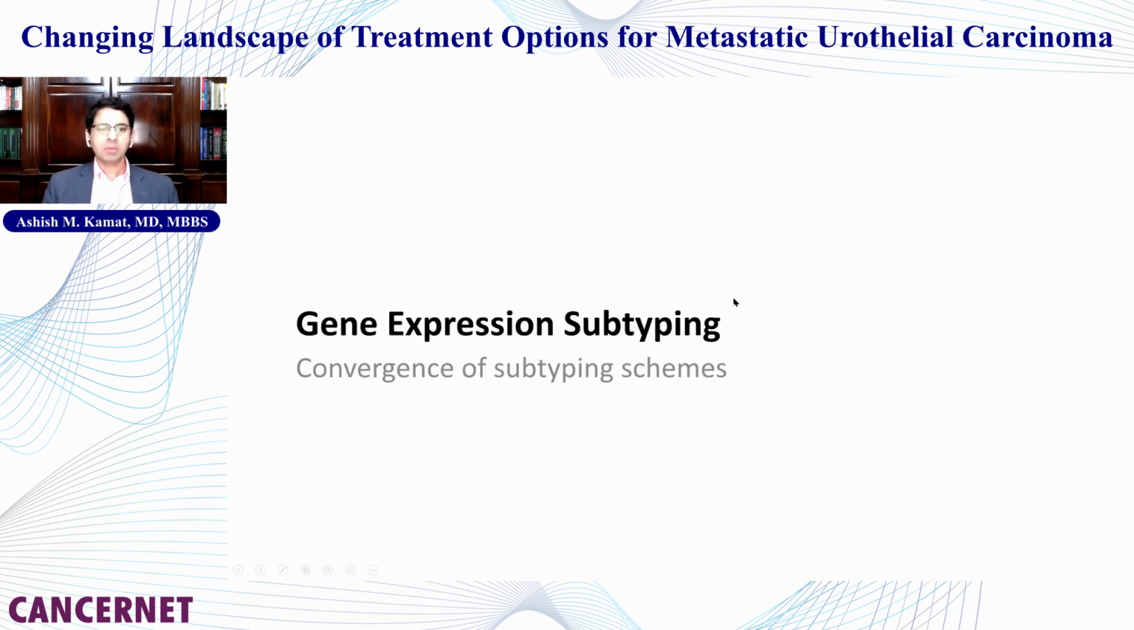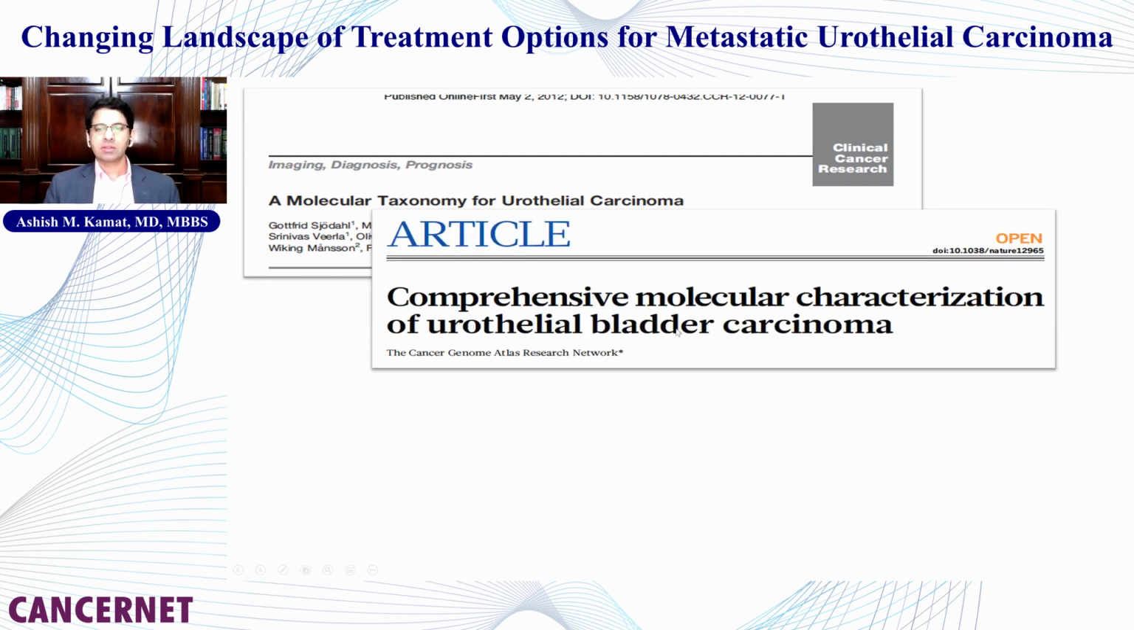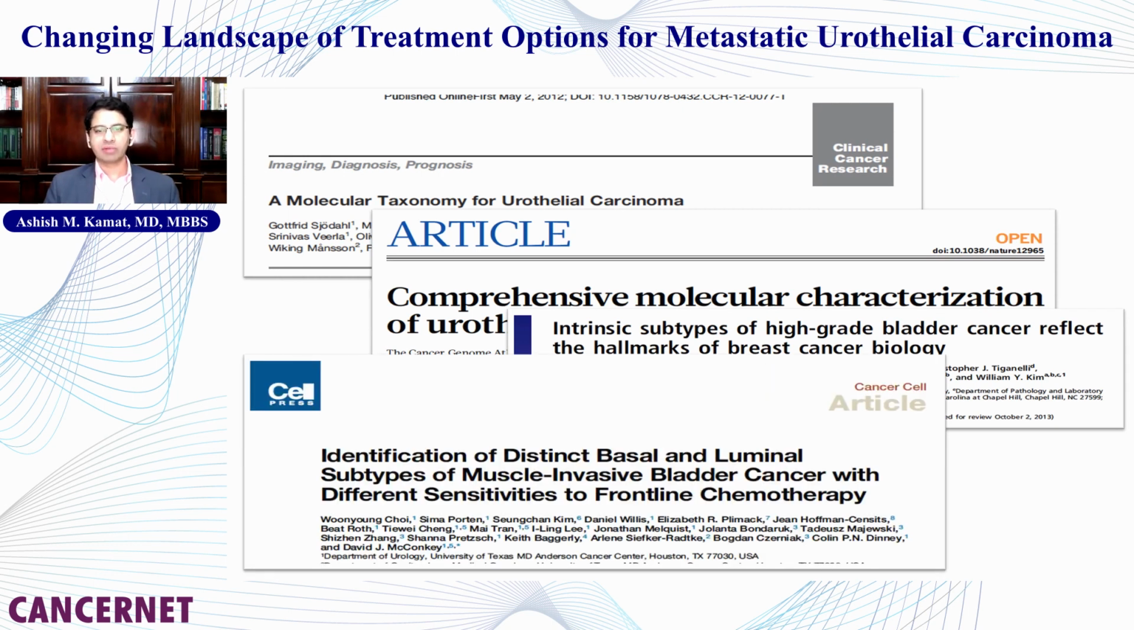So let's talk about gene expression subtyping and the conversions of the different subtyping schemes. So essentially, this was first published back in 2012 by the group from Sweden and Gottfried Sauter's group. Then this was elucidated by the TCGA, the Cancer Genome Atlas project. And then there were other groups, such as those from UNC, MD Anderson, ours itself, and many others that came after that.